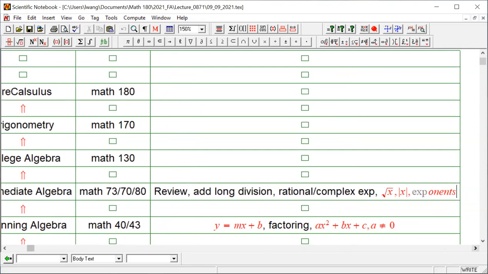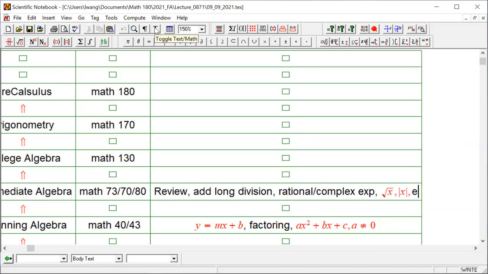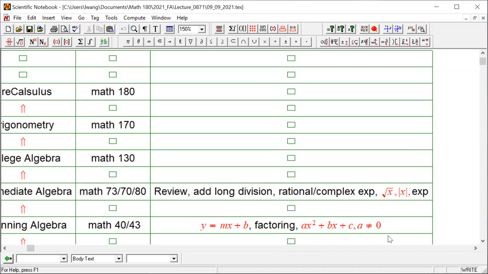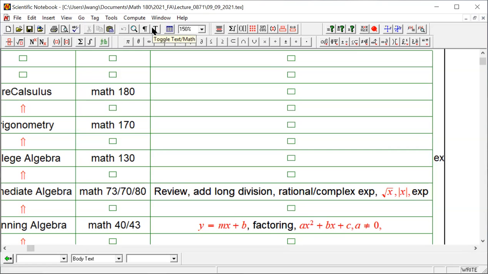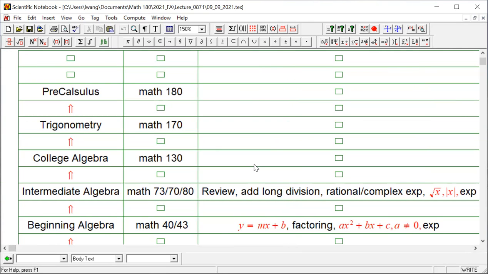You should have learned exponents already. Exponents are also taught in this course in elementary algebra. Okay, you also learn that. So let me put it here. There's a lot of repetition. There's actually lots of repeats and reviews in those previous courses. So I'm just summarizing it roughly, right?